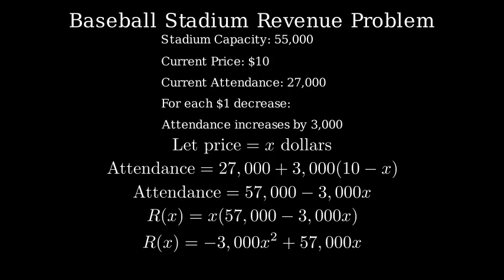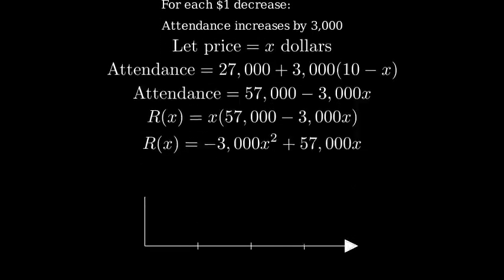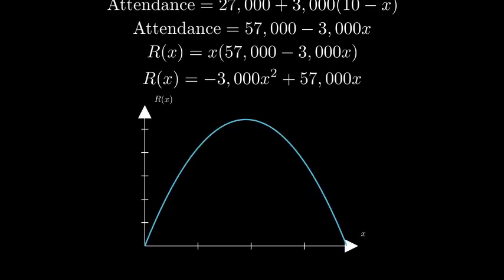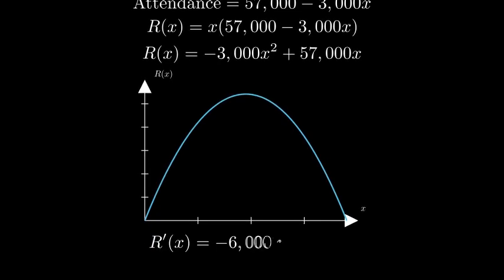Now, let's find the price that maximizes revenue. Here's the graph of our revenue function. It's a parabola opening downward, so it has a maximum value. To find the maximum, we take the derivative and set it equal to 0. The derivative is negative 6,000x plus 57,000.